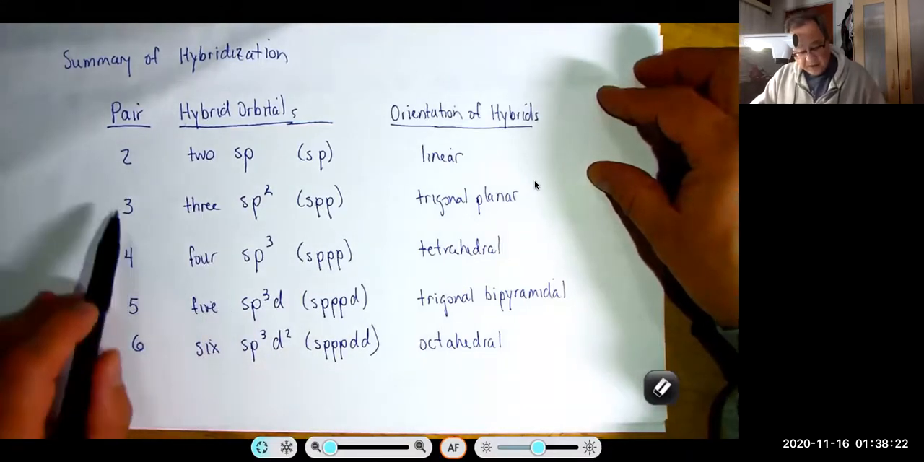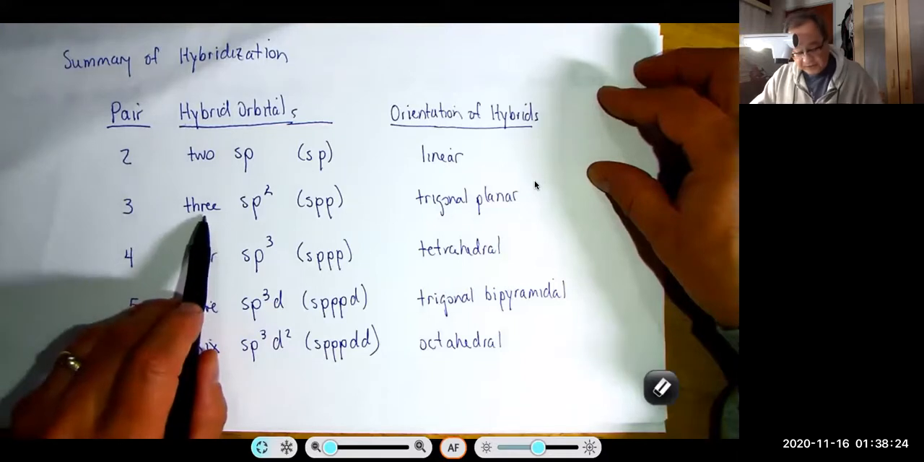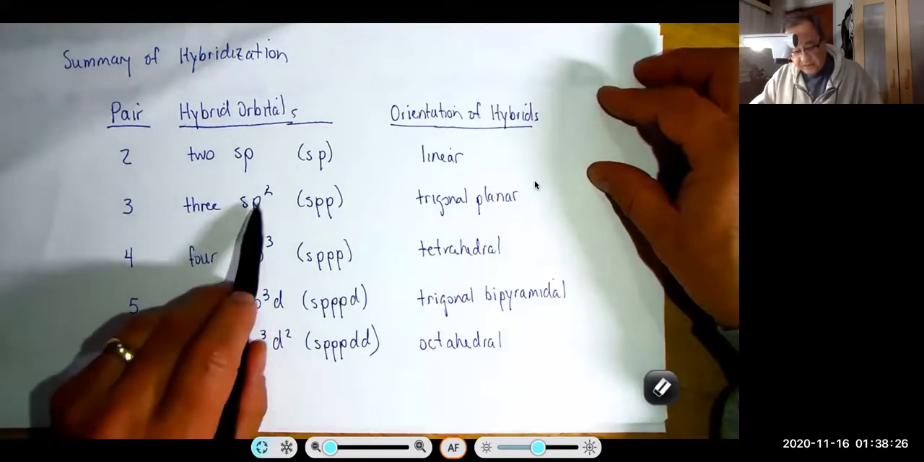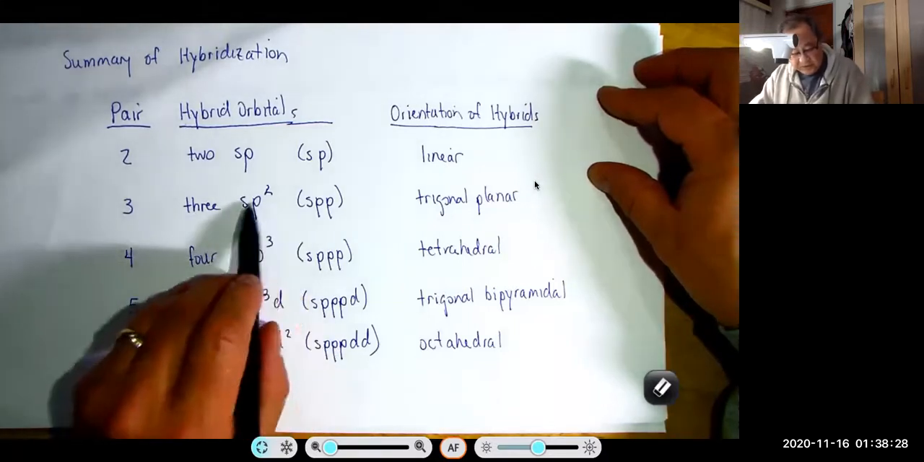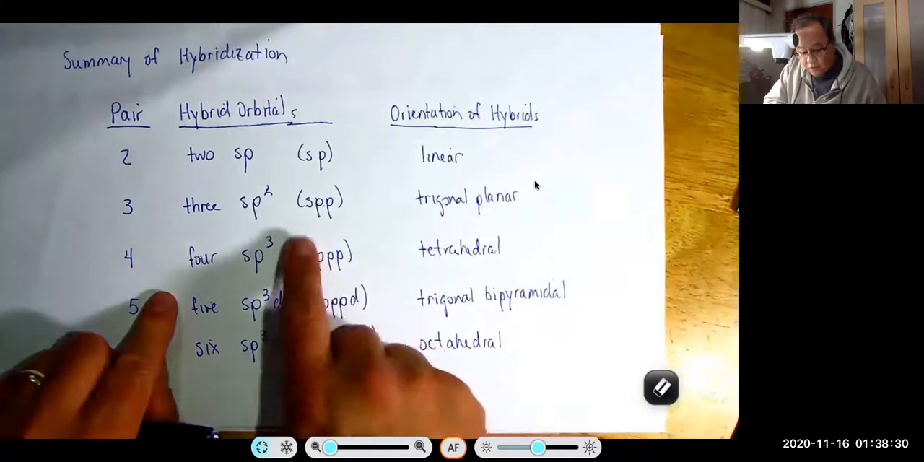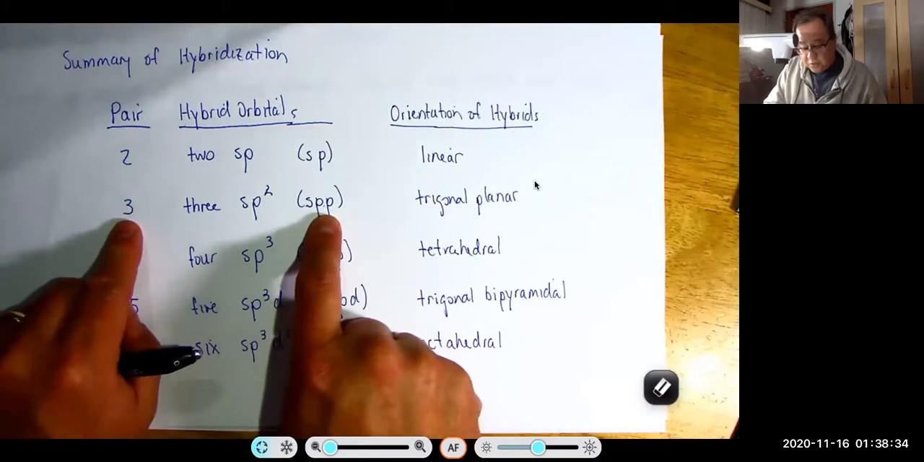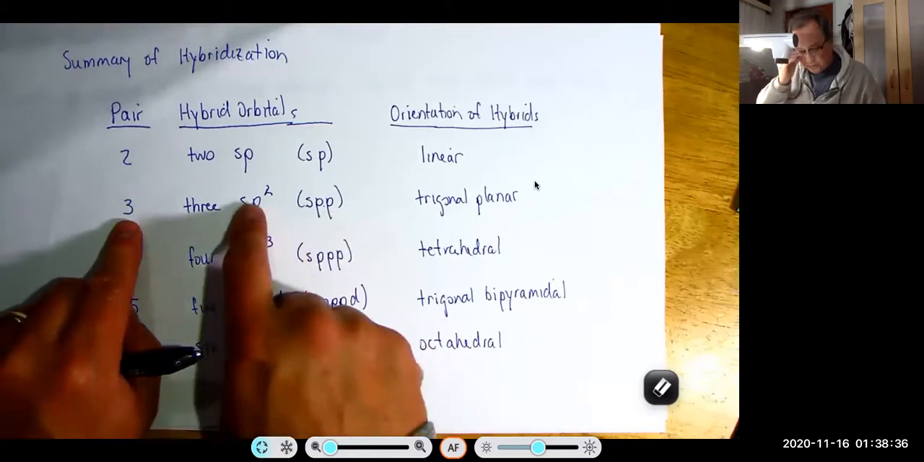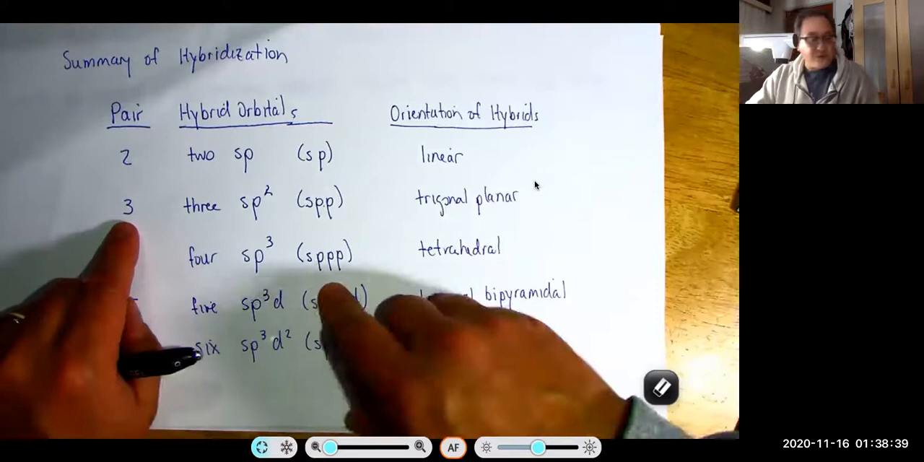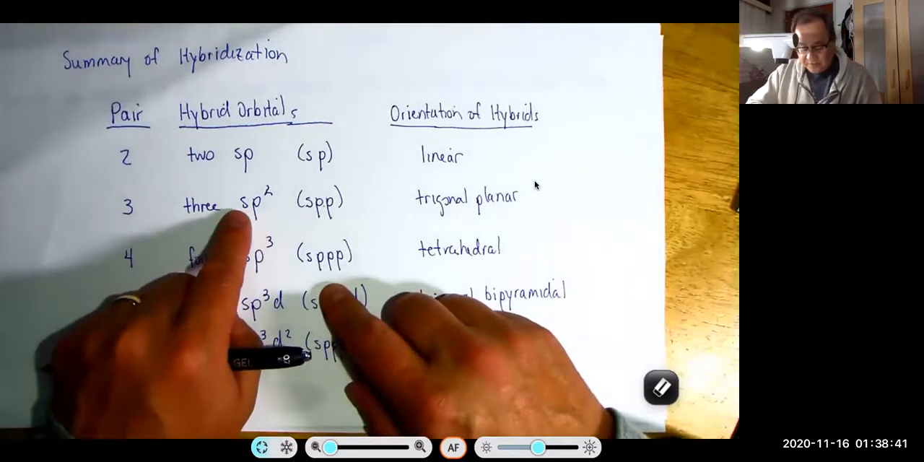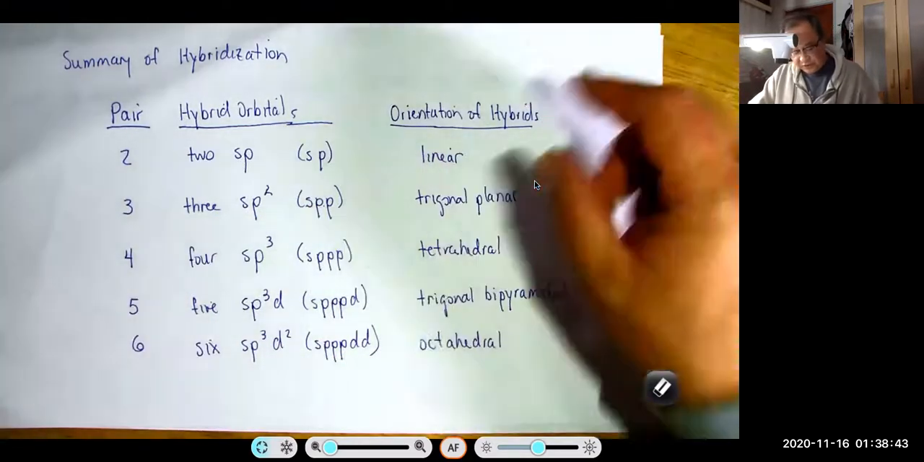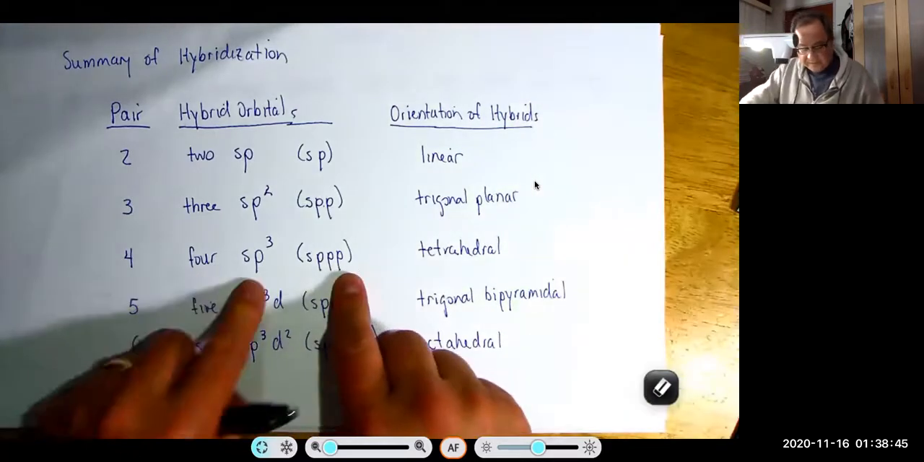If there are 3 pairs, there are 3 hybrid orbitals, and each of them is sp2 hybridized. So sp2 is s, p, p. Notice that the number of orbitals I draw here equals the number of pairs. We just don't write them this way because this is a little shorter. It's not really any shorter here because that's 3 letters and 3 letters. But here it is shorter: you've got 4 letters and you've got 3.